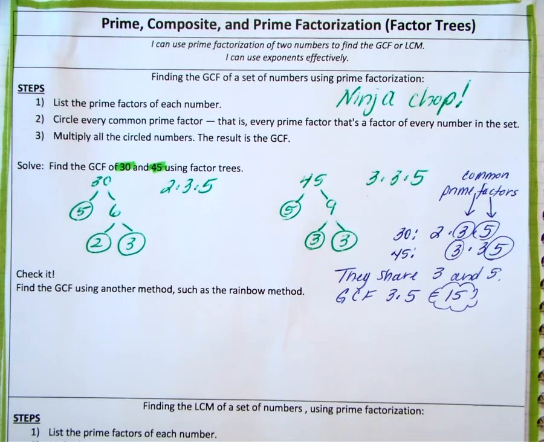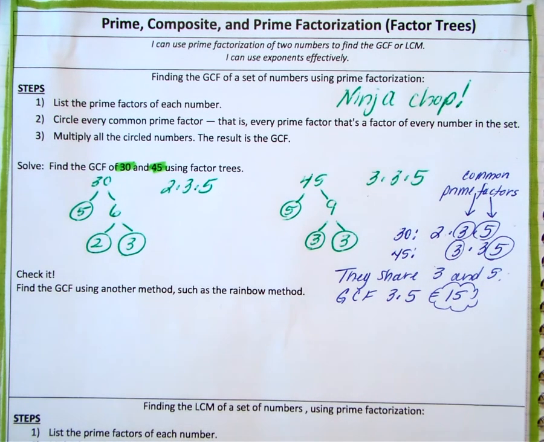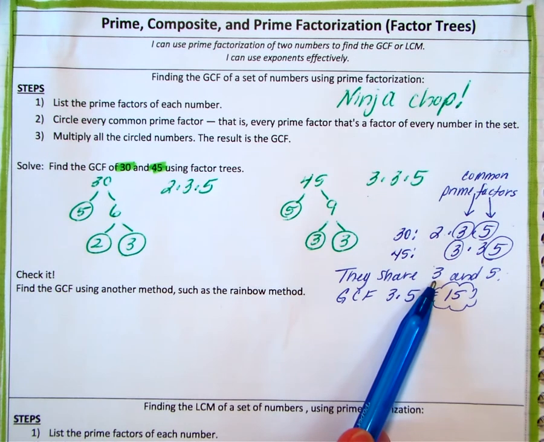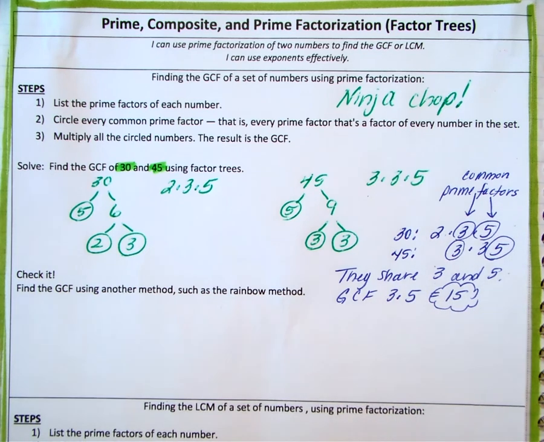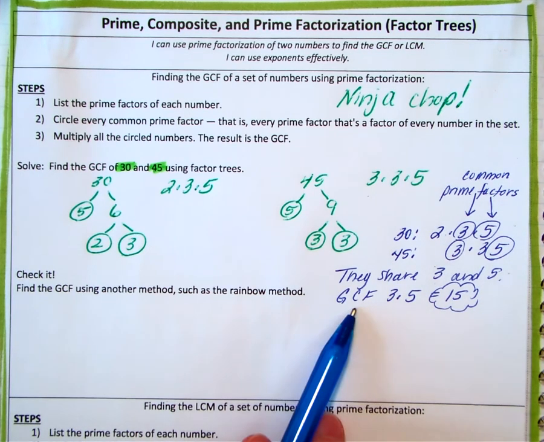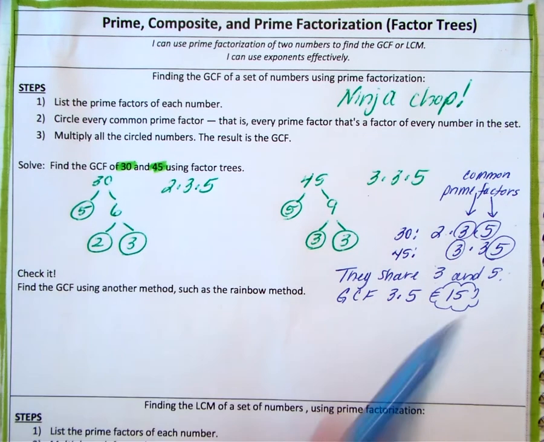When I first learned this method, I thought they meant do 3 times 5 times 3 times 5. Because it's like, oh, multiply all the common prime factors. It doesn't work that way. They just want you to list the common one once. So they share 3, they share 5, multiply those two. The greatest common factor, the biggest number that can go into both of these, 30 and 45, is 15.